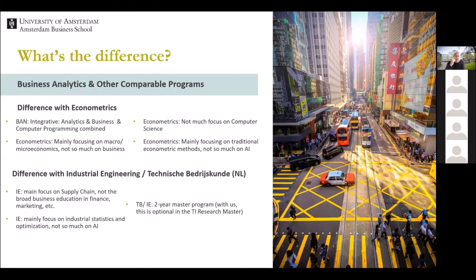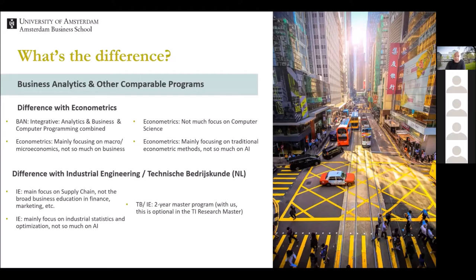Another comparable program type is industrial engineering, combined with what they call technische bedrijfskunde in the Netherlands, right? So what is our main difference with that one, if you are in a position to decide? Well, first of all, in industrial engineering, the main focus is mainly on supply chain and, depending on the country, operations research, not so much on the business domain. But as you see, one of our main pillars is business domain. Of course, we learn quite some about supply chain and logistics, especially in operations research related courses, but we have specialized courses in business domain, similarly to the econometrics program.